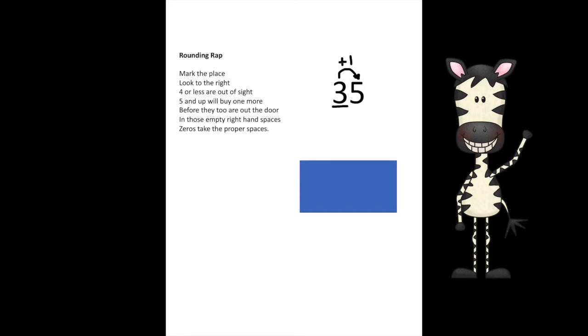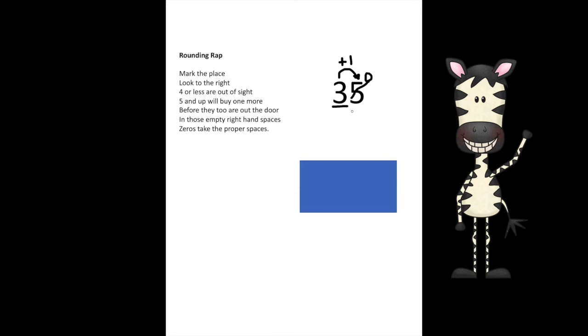5 and up will buy one more before they too are out the door. And when we're saying it's out the door, we're going to cross it out. Anything after that, we're going to cross out. In those empty right-hand spaces, zeros take their proper spaces.